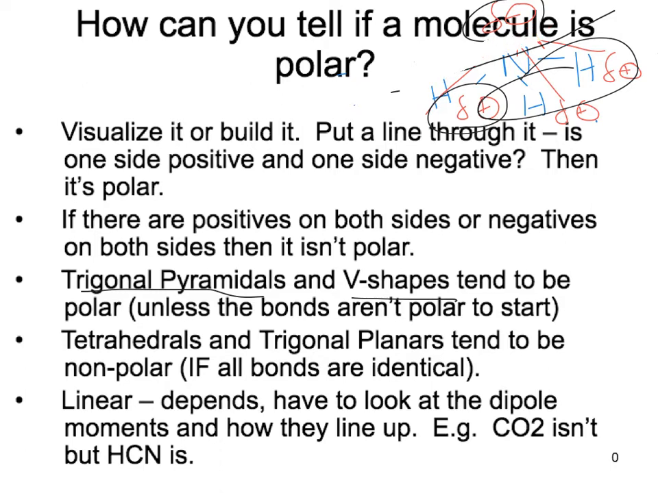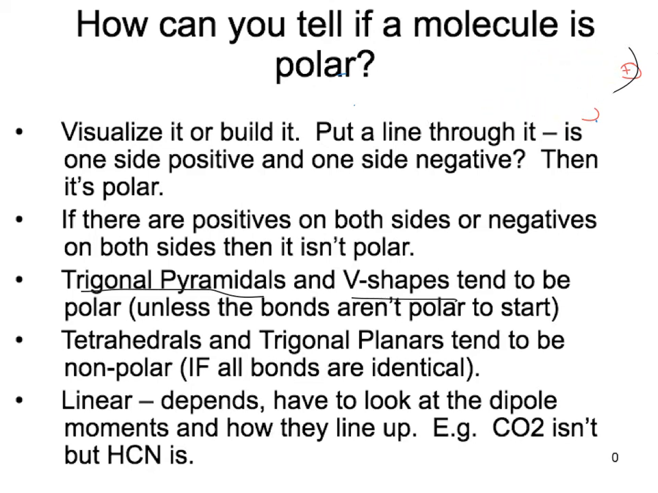Now, two shapes that generally are not polar, and again I'm going to try to draw it so they look three-dimensional, are tetrahedrals and trigonal planars. They tend to be nonpolar. Now, I've said here if all the bonds are identical, and we'll explore that on Friday, but let's just do a tetrahedral here. I've got just our methane. Again, I'm trying to draw it so it looks a little bit three-dimensional.